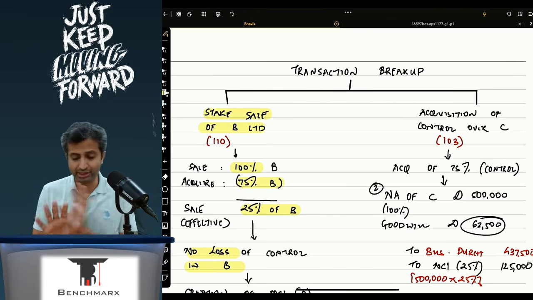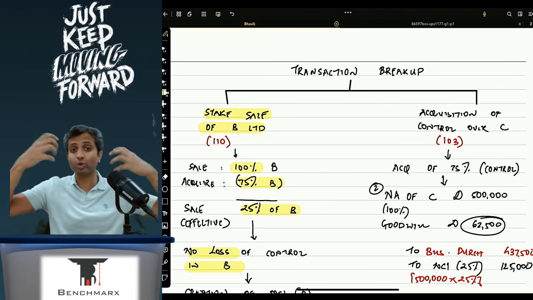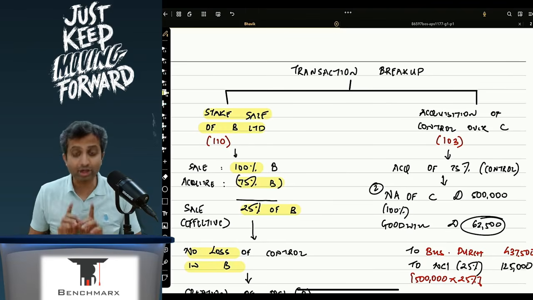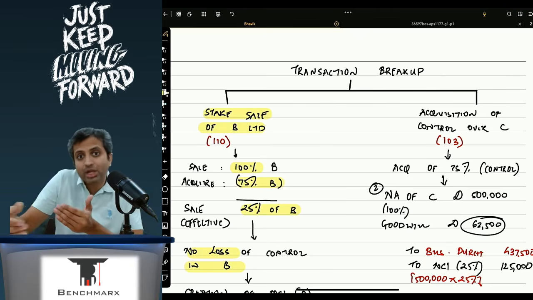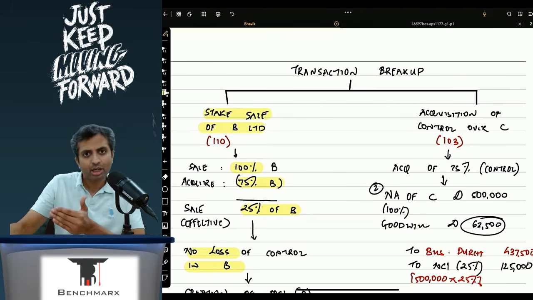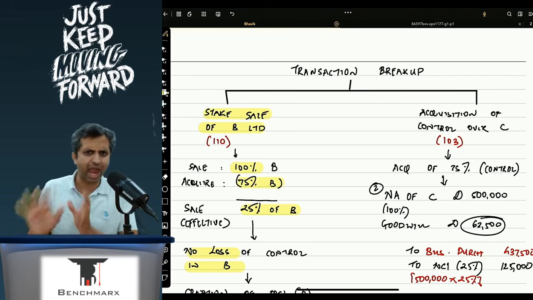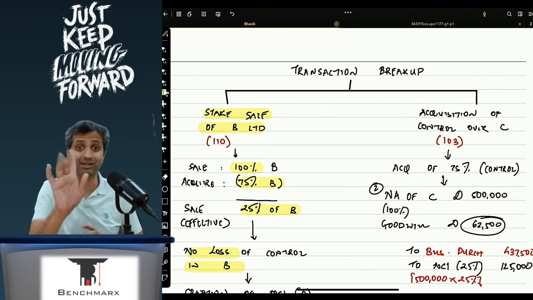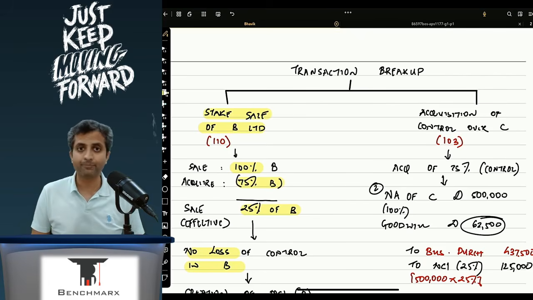That is one transaction. I'm not going to the numbers. I'm just trying to explain to you what is happening. Transaction number 1, that is you are diluting 25% stake in B. So you will create an NCI in B, and whatever is a gain or loss, you will record. That is sub point 1, what is asked in the question.